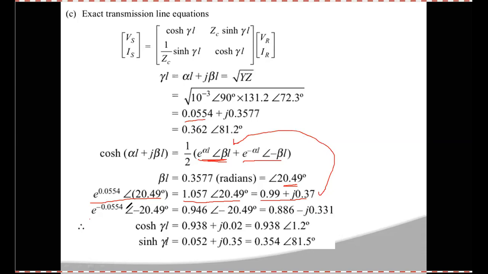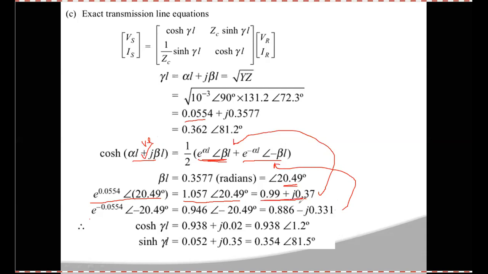So if you convert into complex form, this one, you will get 0.886 minus j 0.331. Okay, so this is the value of this. Now you substitute these two values in this equation, you will get cos gamma L. Okay, in place of gamma L, you are writing alpha L plus j beta L. So the cos gamma L is equal to 1/2 into this plus this.